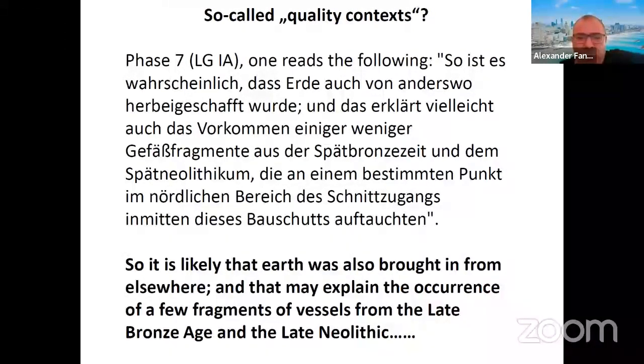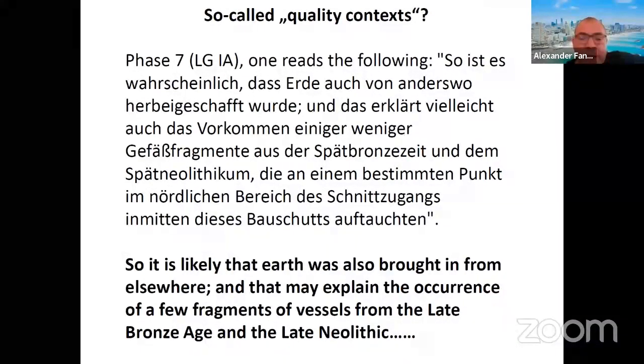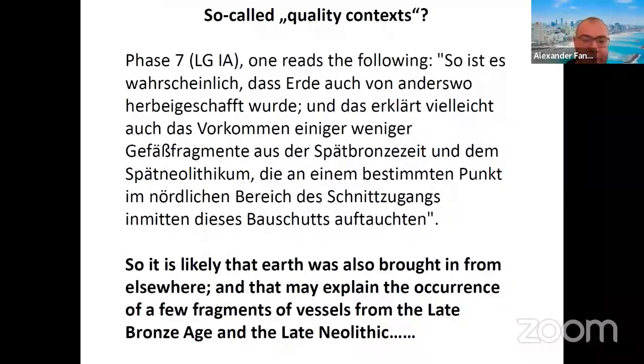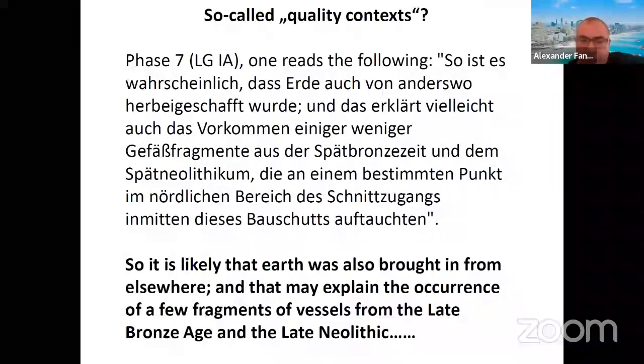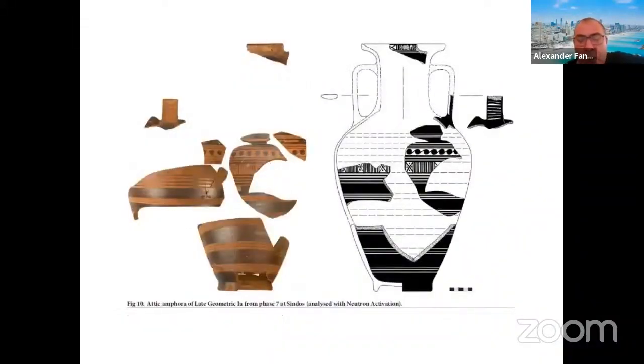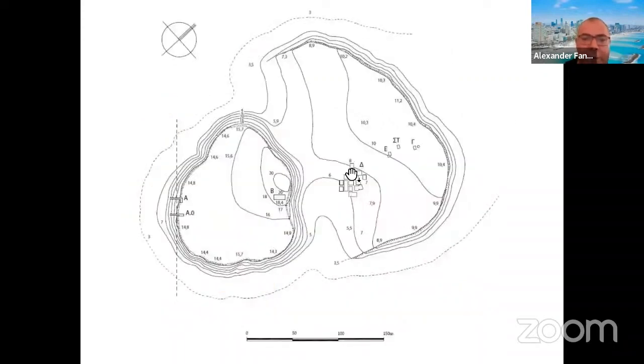Yeah. So the earth was brought from elsewhere. That may explain the occurrence of few fragments of vessels from the late Bronze and late Neolithic in this section. So the context may be mixed. I don't know. Maybe not. But the site has produced a lot of geometric sherds. But when we take a look on this, for instance, amphora illustrated in this article, this late geometric 1A amphora, it comes from area delta.